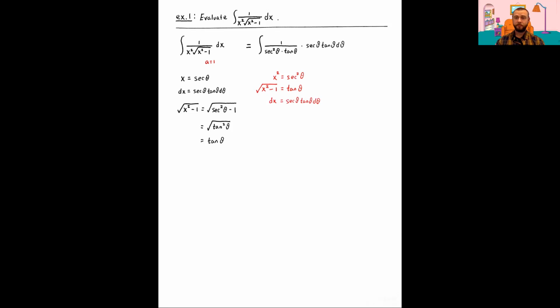X squared would become then secant squared. The radical we eliminated to tangent theta. And then the differential dx, well, that just is secant theta, tangent theta, d theta. So we just plug in all of these pieces once the radical is eliminated, and what you should get is some sort of trigonometric integral, which you can see here we do.